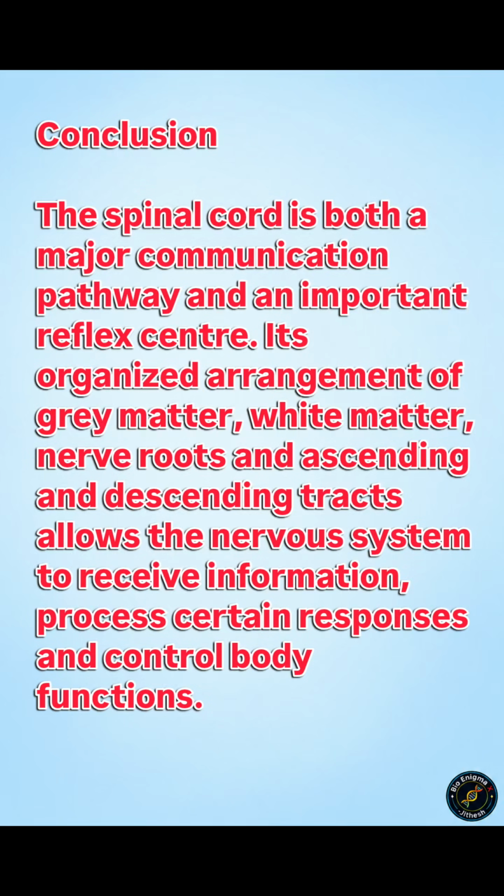Its organized arrangement of gray matter, white matter, nerve roots, and ascending and descending tracts allows the nervous system to receive information, process certain responses, and control body functions.